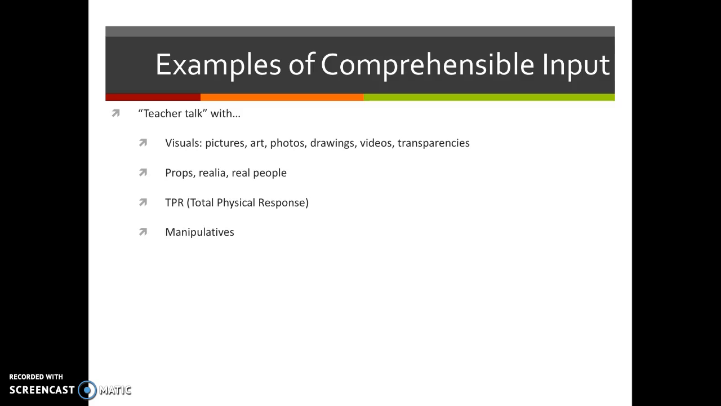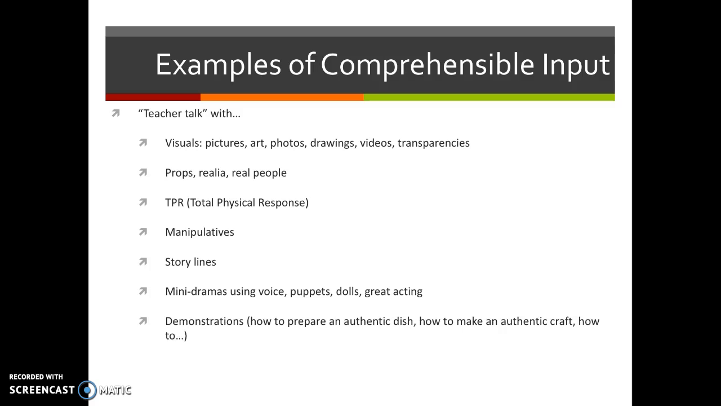Manipulatives. Give your students little pieces of paper or pipe cleaners to show you that they understand what you're saying. Storylines. Tell them a story using the new vocabulary. Have them draw pictures as you tell the story. Mini dramas using voice, puppets, dolls, great acting. Demonstrations. How to prepare an authentic dish. How to make an authentic craft using new vocabulary or structures. Music, songs can also be a way to do comprehensible input. And authentic reading, such as menus, travel brochures.